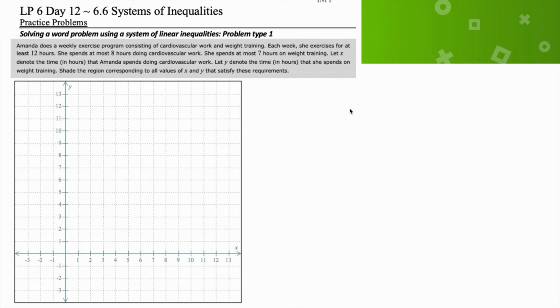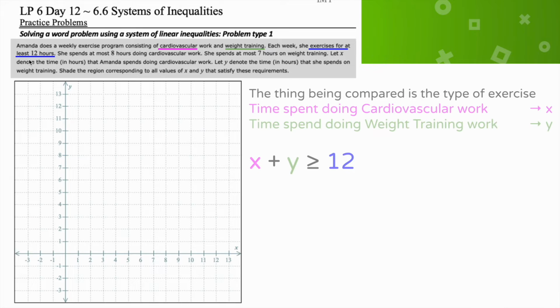So there's quite a bit of information going on here, so let's break this down a little bit. We have cardiovascular work and we have weight training. She exercises at least 12 hours a week. So together, cardiovascular, which I decided was X, and weight training, which was Y, have to be at least 12 hours, so greater than or equal to 12 hours. That's the first bit of information. I know how much she does total, so this is a line that we can definitely graph.